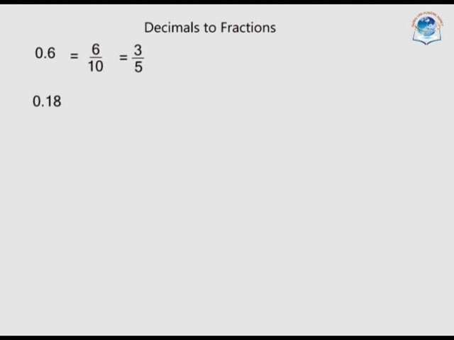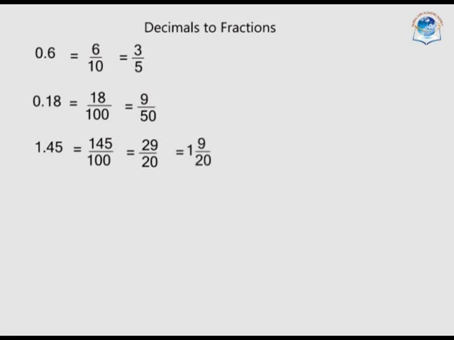0.18 has 2 decimal places, so we have 18 over 100. Simplified, we have 9 over 50. 1.45, 2 decimal places. We have 145 over 100. Simplified is 29 over 20, as a mixed fraction is 1 and 9 over 20. 1.5 is the same as 15 over 10, which is equal to 3 over 2. As a mixed fraction, that's 1 and 1 over 2.